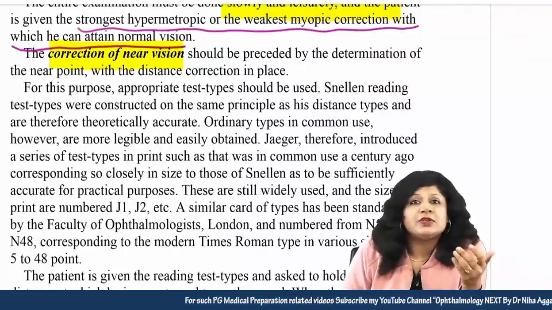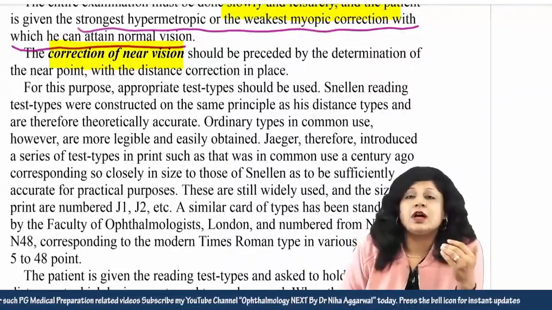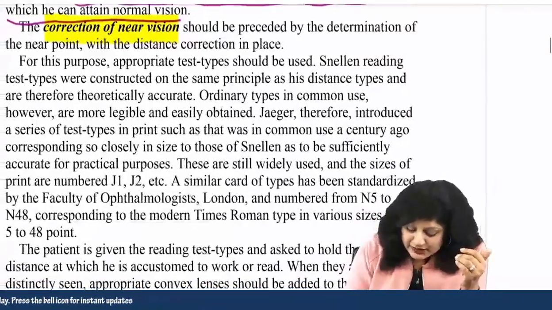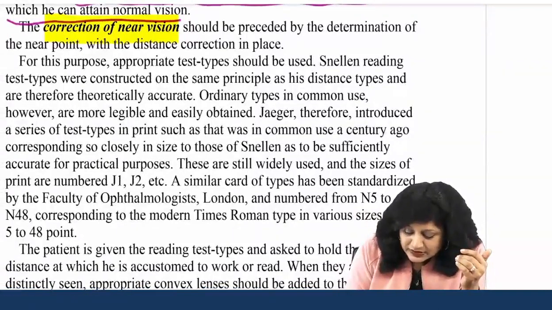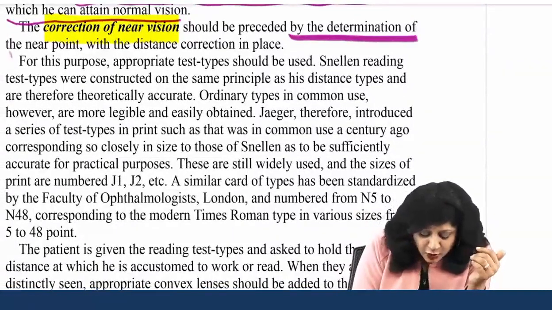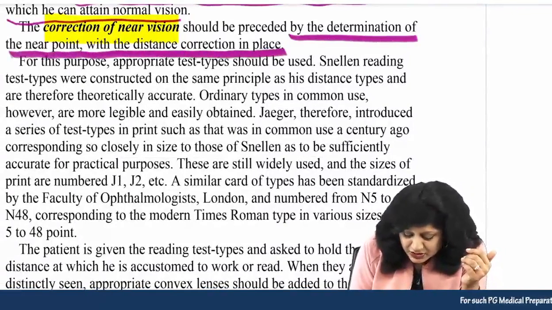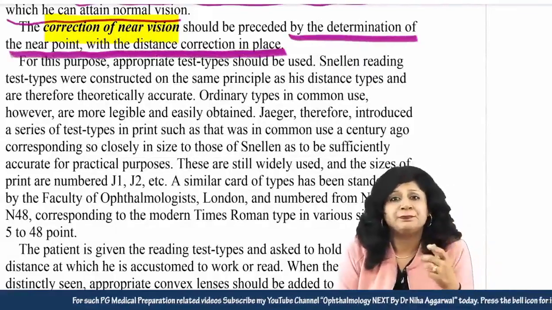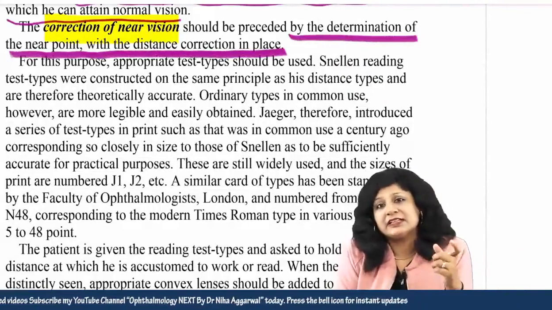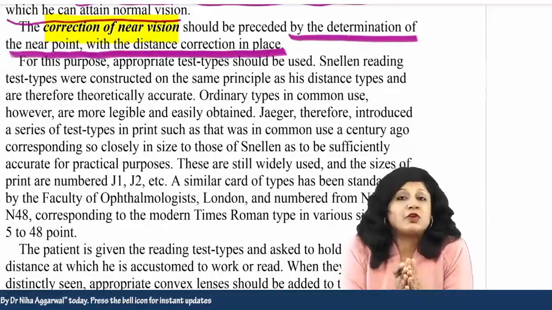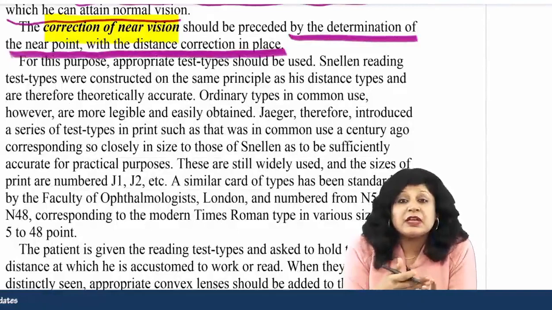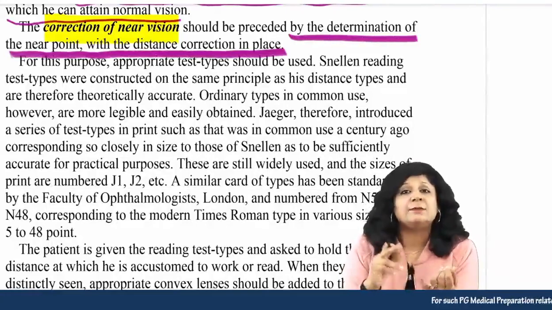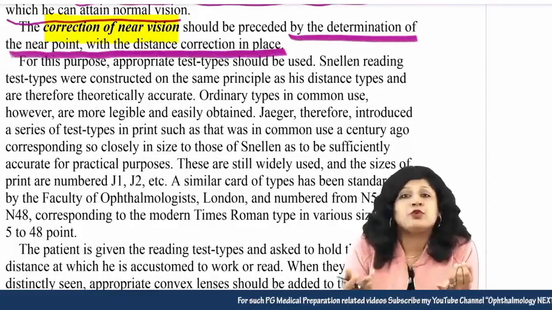The correction of the near vision, as you know, you usually do after the correction of the distance vision. So the correction of the near vision should be preceded by the determination of the near point with the distance correction in place. It is very important that before giving the near correction, the patient should be fully corrected for the distance vision. Otherwise, the patient will not be able to give you the right and the most accurate near vision correction. So always make a point, make the person 6/6 for the distance before you give the near vision.